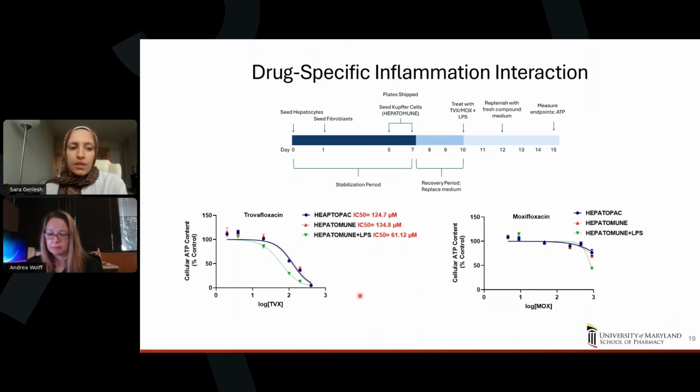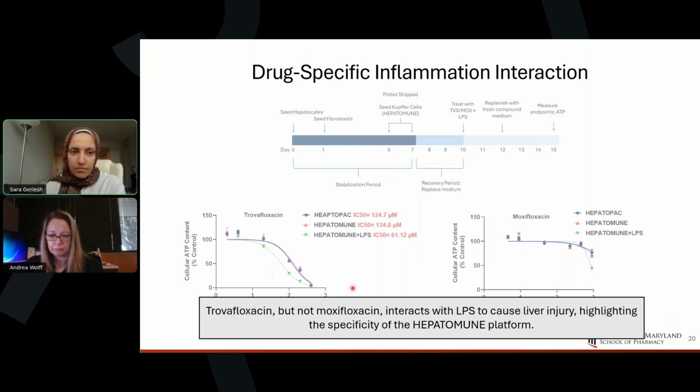So these are the cell viability results of trovafloxacin and moxifloxacin. These dose response curves show that trovafloxacin is the toxic drug versus moxifloxacin, which is not toxic. And also the IC50 of the HepatoMune plus LPS model was the lowest, indicating that LPS has sensitized HepatoMune and made it more susceptible to trovafloxacin hepatotoxicity.